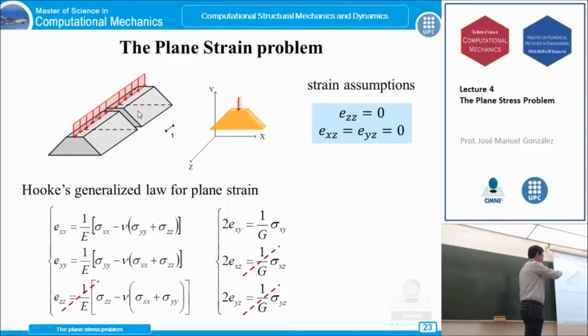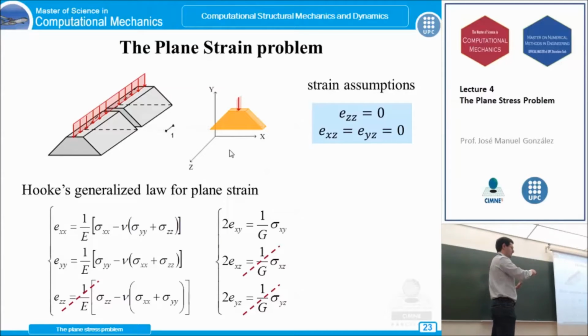The point is that if this geometry and load accomplish these conditions, we can consider that the strain along the z direction is 0. These components are 0 as well because of the symmetry. The stress in the z direction will not be 0, but the z strain is.